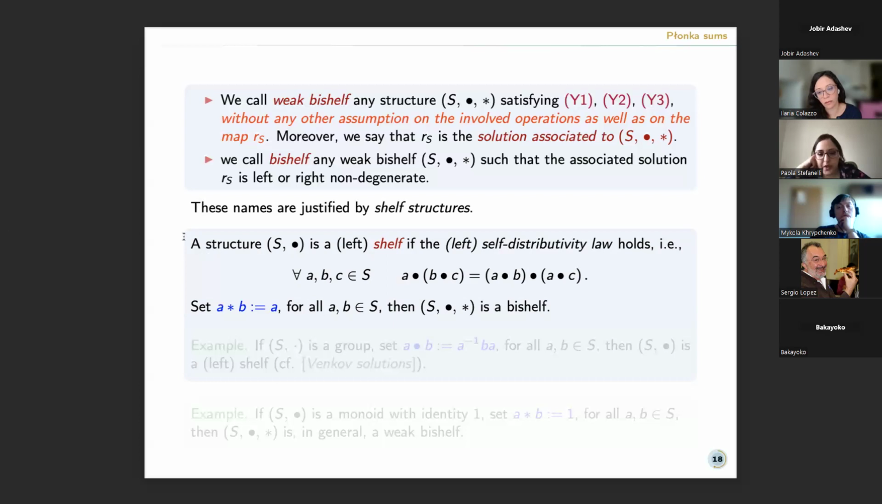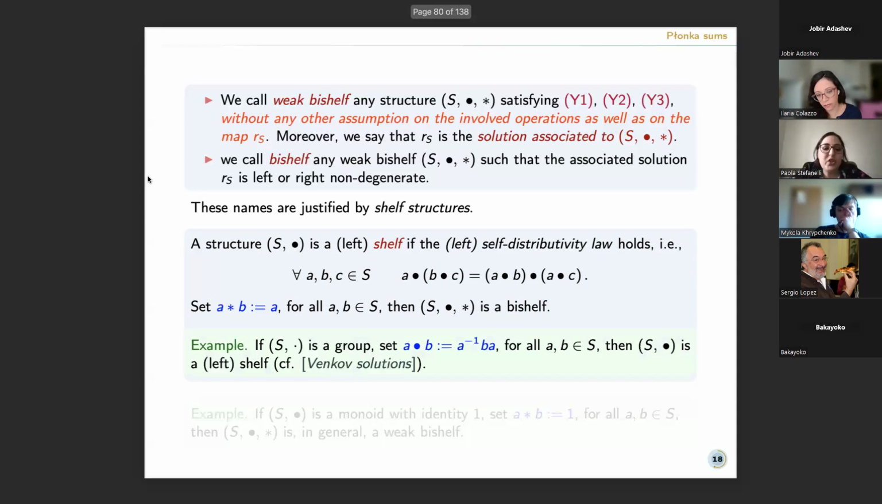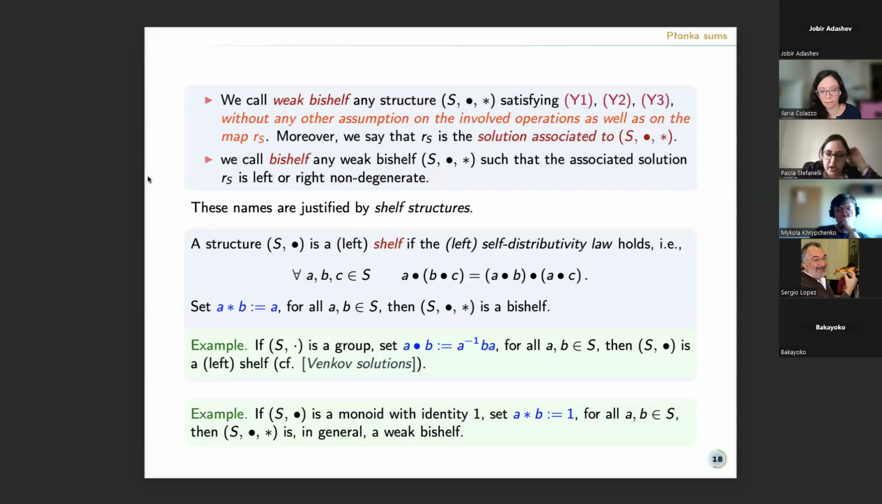of a bi-shelf. But how to obtain in an easy way a shelf, and so a bi-shelf? For instance, we can look at groups. If we have a group and we consider as dot operation the conjugation of b by the element a, we set a · b in this way, then (S, ·) is a shelf. And I'd like also to recall that this kind of shelf is connected to another family of solutions that are named bank of solutions, also using the terminology that one can find in Drinfeld's paper.